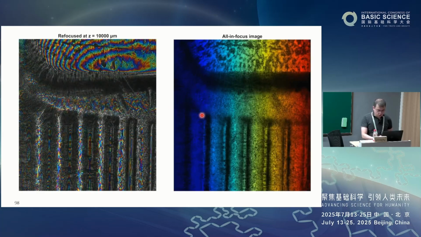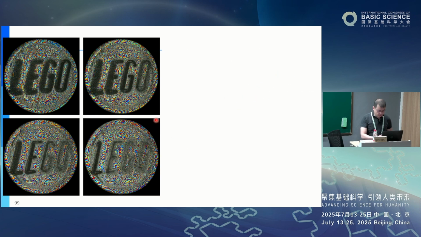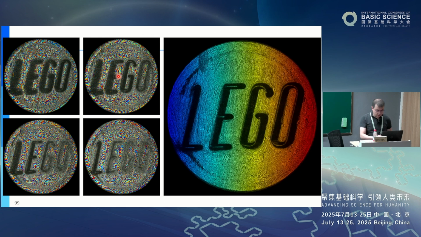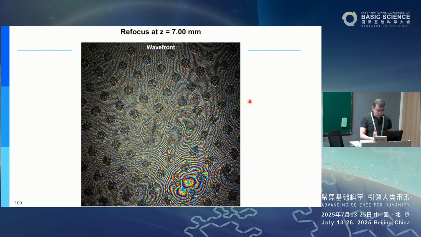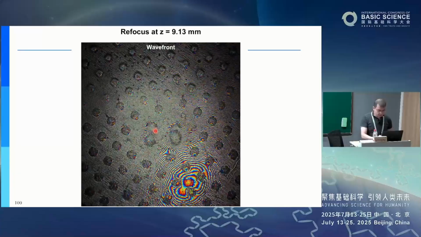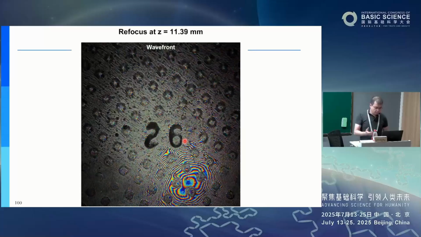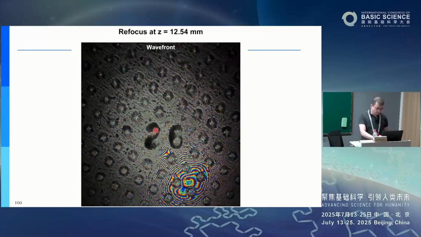So this is the 3D shape of a cone object. And similarly, this is a Lego toy. This is the recovered phase information, and then we can get this 3D shape. The color here means the height map of this Lego toy. This one may be a better visualization. This is another surface. Based on the recovered phase, we can propagate it back to different positions, and at the end, we can recover the 3D shape of this surface.